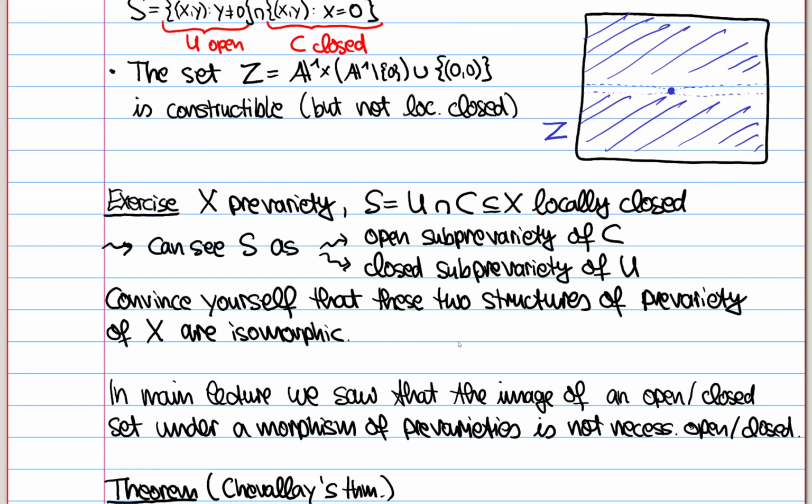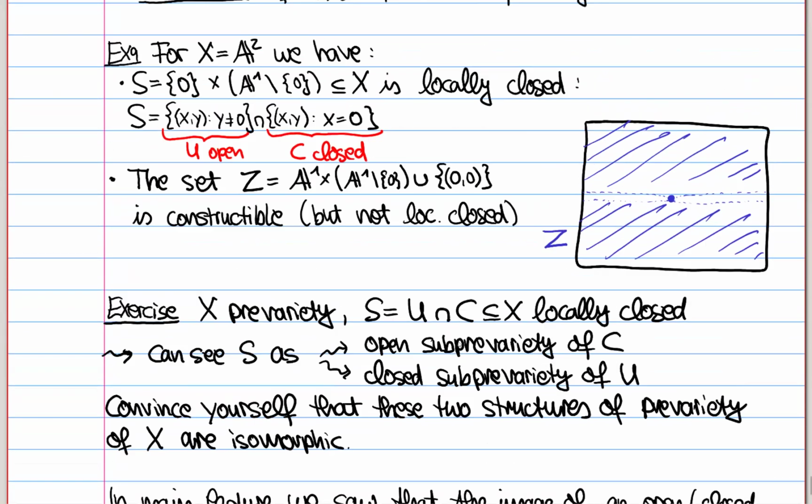So that's one observation. And the other reason why these constructible sets are really nice is that in the main lecture we saw that the image of an open or closed set under a morphism of pre-varieties is not necessarily open or closed. In particular, we had a map from A2 to A2, which had this as its image. And this is neither open nor closed. It's not even locally closed.